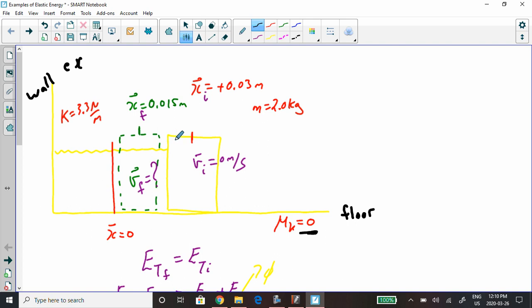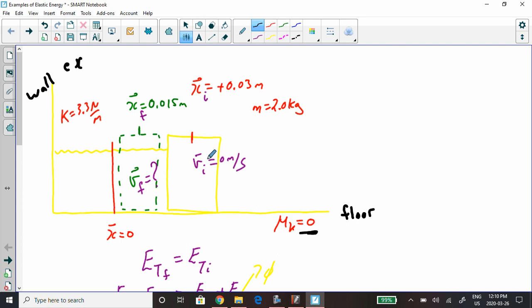All right. And we are going to pull this box away from the rest position, which is right here. There's the rest position, x is equal to 0. And we're going to stretch the spring so that the box gets to here with a new position, which I'm going to call x initial of positive 0.03 meters. And this box has a mass of 2 kilograms. And I'm going to stretch it and pull it to here, and then I'm going to hold it here. So it has no velocity to begin with.